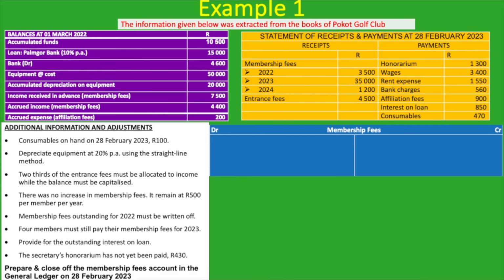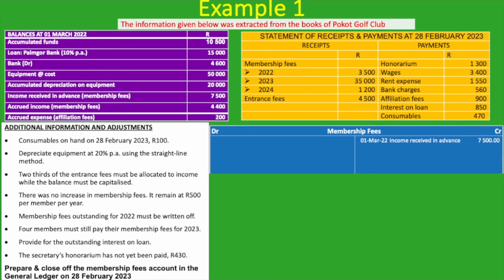And so that means that is the first amount I'm going to put down as the money that is due to me. So all the money that we have earned for this financial period, we're going to put it on the credit side so that we can calculate how much it is. So the first thing I'm going to put is the 1st of March 2022. That is my opening balance, and I'm going to put income received in advance 7,500.